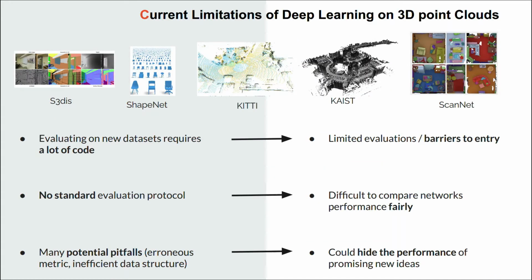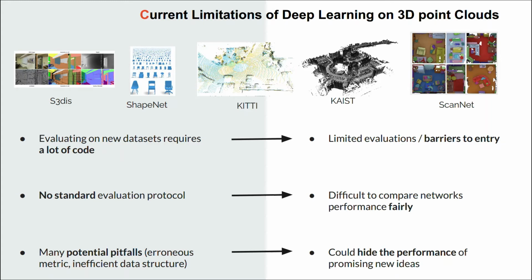One of the main issues is that it takes a lot of code to add a new dataset to a 3D deep learning pipeline. One must write the loading functions, pre-processing steps, a new data loader, and so on. As a result, many researchers only evaluate their method on a small number of datasets. This discourages extensive comparisons between methods and creates artificial barriers to entry.